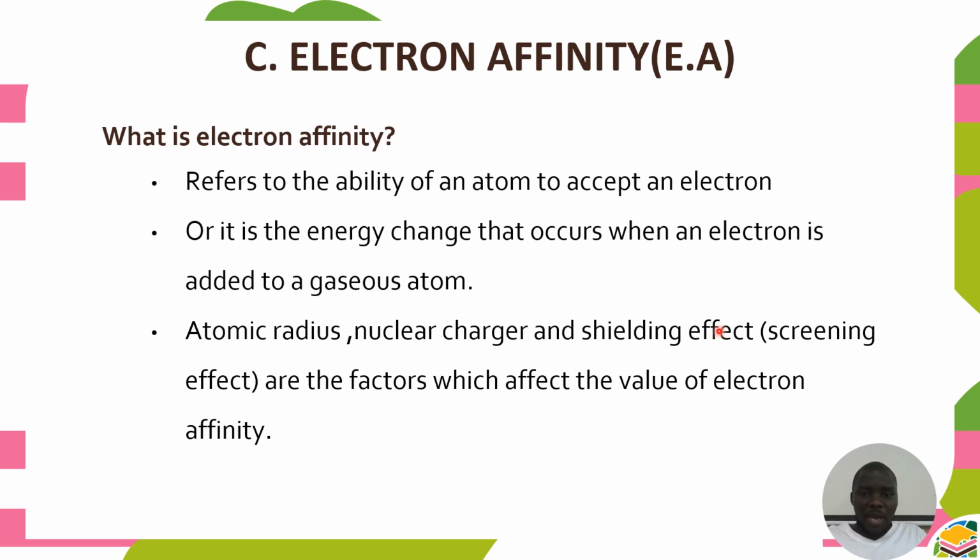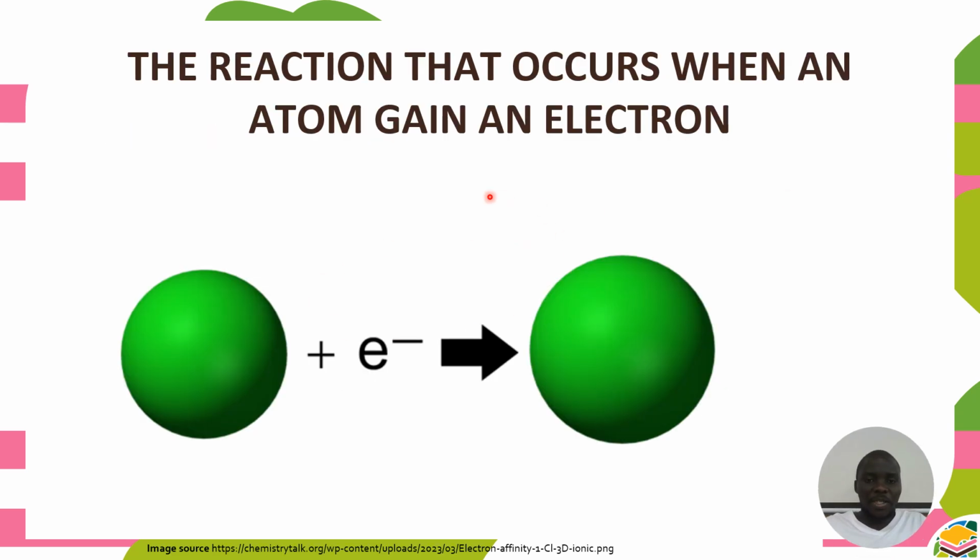We'll look into details about how radius, nuclear charge, and shielding affect electron affinity amongst the elements in the periodic table. If we summarize the definition of electron affinity in terms of an equation, we have an atom here. Let us check on the size. In the size, this one is a little bit small. After we have added an electron, we find that this one has expanded and is a little bit big. So this illustrates what happens in electron affinity: an electron is added to an atom to form an ion.